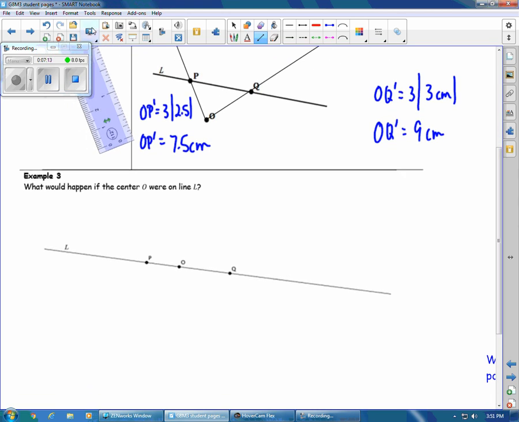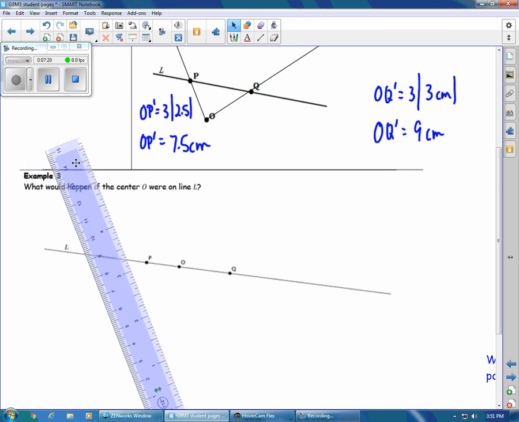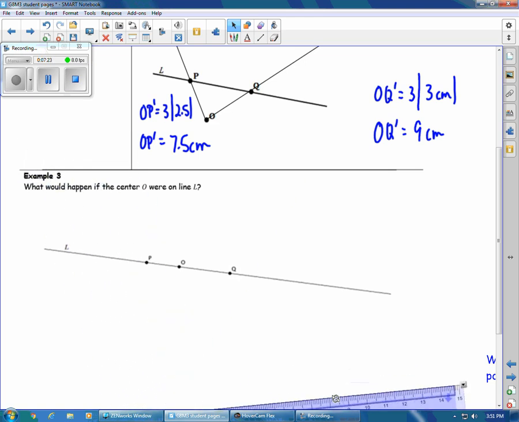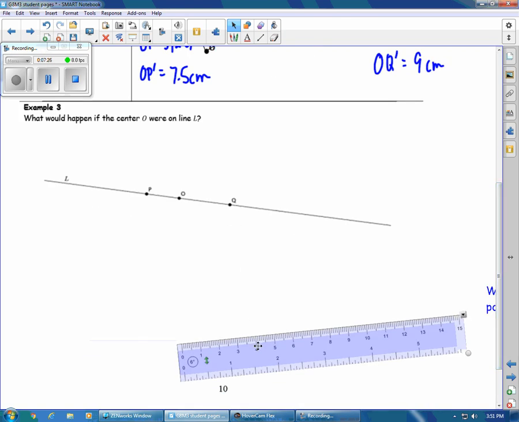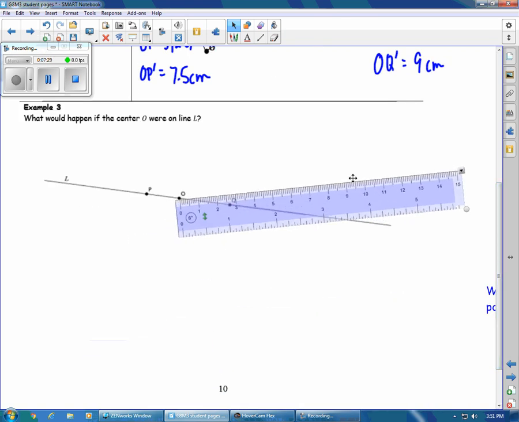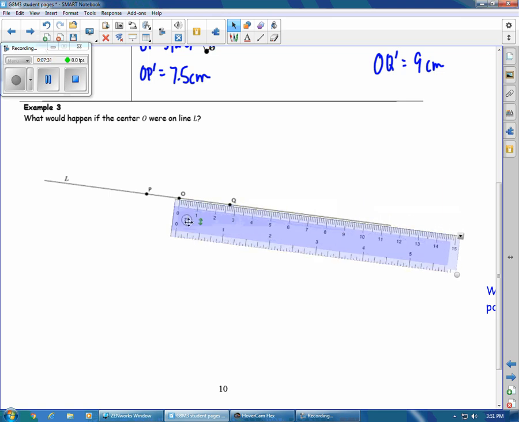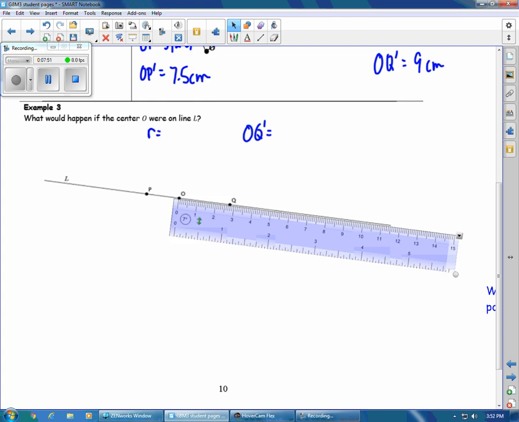So our next example asks us, what if my center of dilation is on the same line as the points that I'm dilating? Let me just get my ruler turned around here and put the 0 on my O. This is a lot trickier than I thought it was going to be. There we go. All right. So OQ prime is going to be equal to our scale factor. Let's do a scale factor of 2. So scale factor times the original OQ.